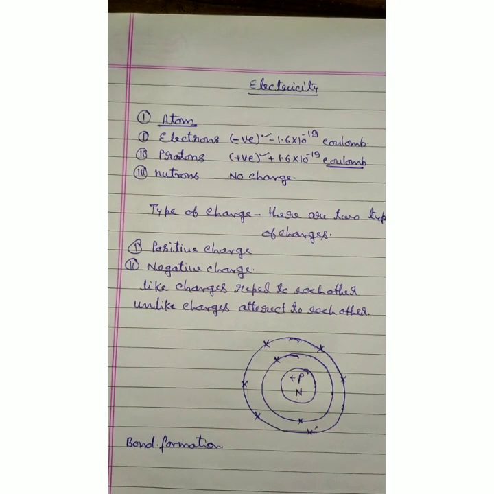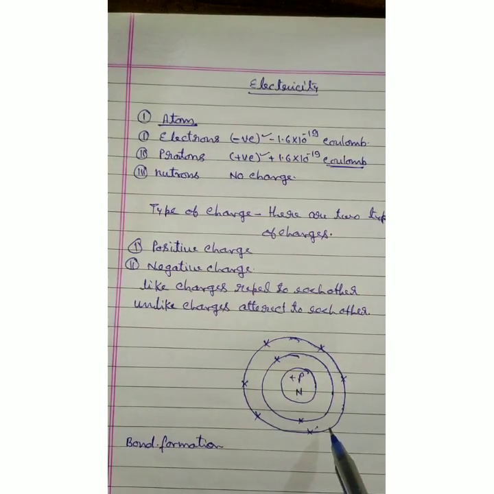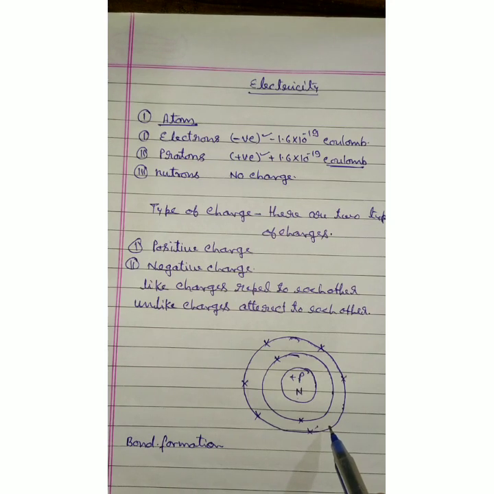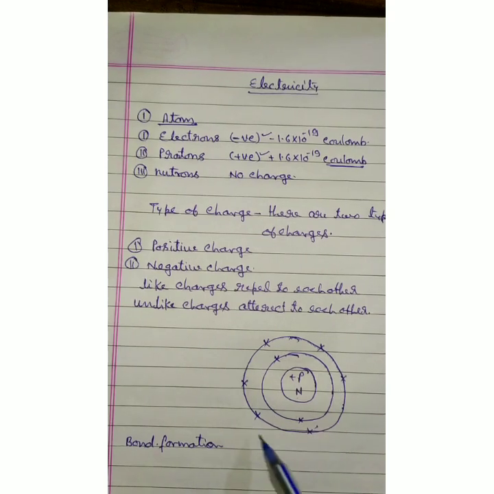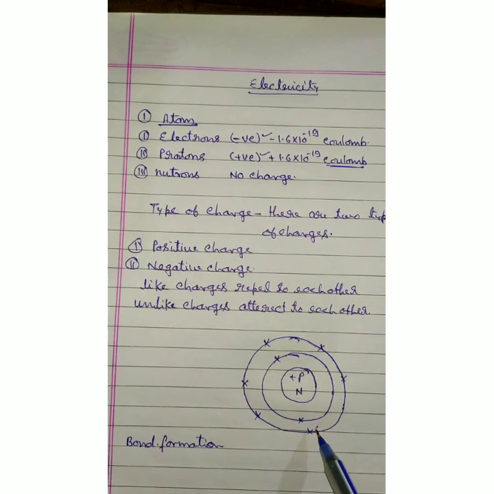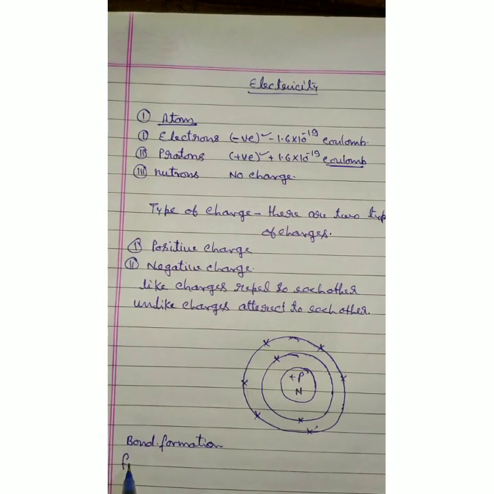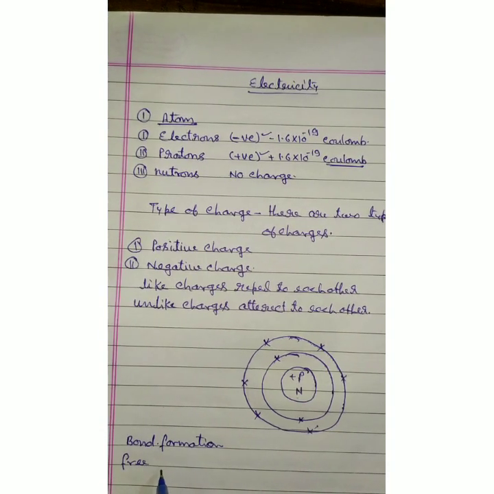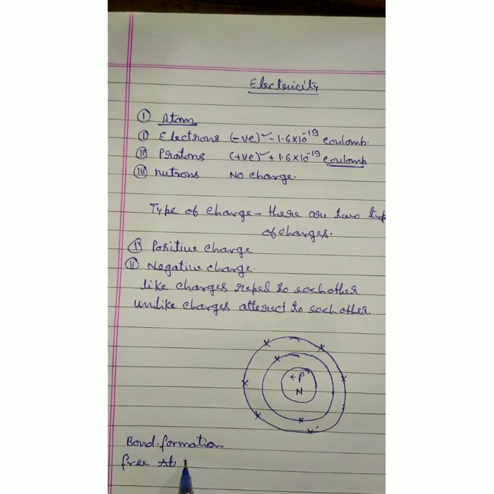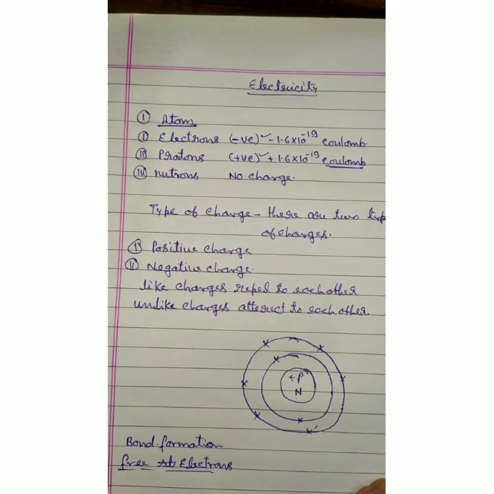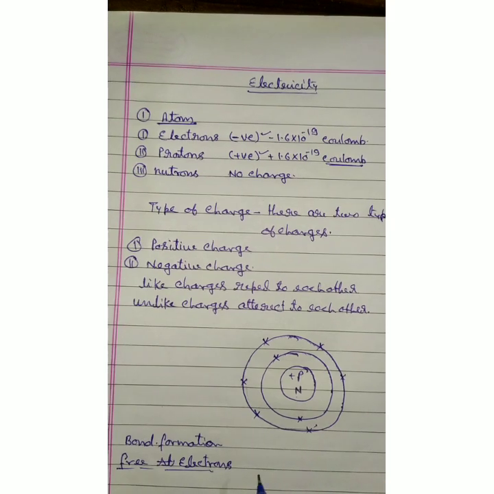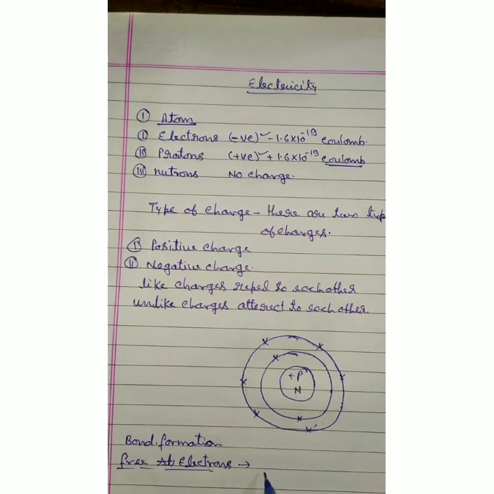If there are some electrons left in the outermost shell after bond formation, then these extra electrons present in the outermost shell are known as free electrons. Students, listen carefully, free electrons is a very important topic. So what are free electrons? The electrons which do not take part in bond formation, or unbonded electrons.